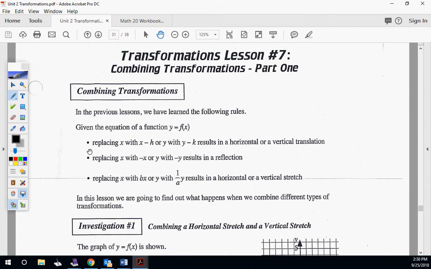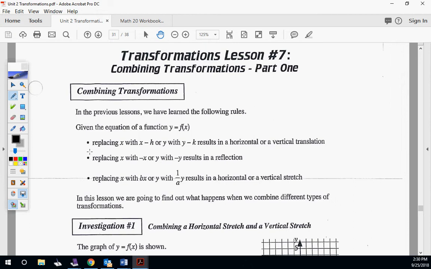What we're basically doing now is we've done everything. We've done our translations, okay? We've done our reflections, we've done our stretches, and now we're talking about the combination of them. Now we're talking about combining them. And then we're going to see when does order matter and when does order not matter. That's what we're going to investigate today and do a couple combination movements, okay?